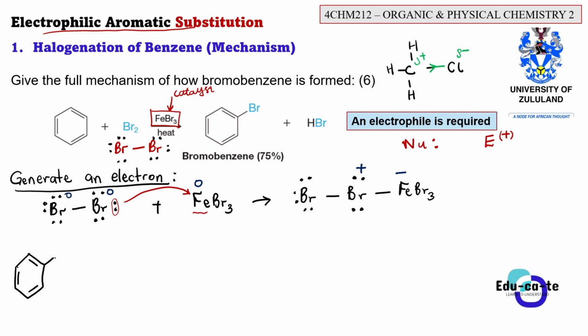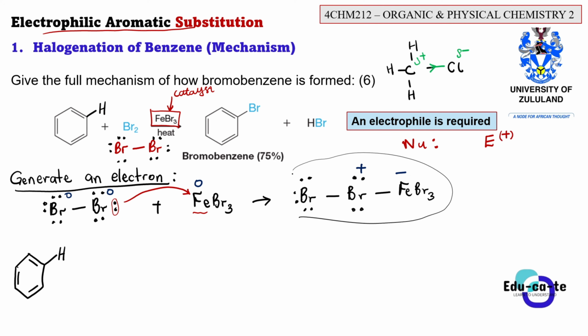Then I'll put a hydrogen here. I'll put a hydrogen here. This bromine always has got a hydrogen here. This benzene ring has hydrogen. Now we are going to take this new reagent that we have generated by reacting with a ferric bromide.